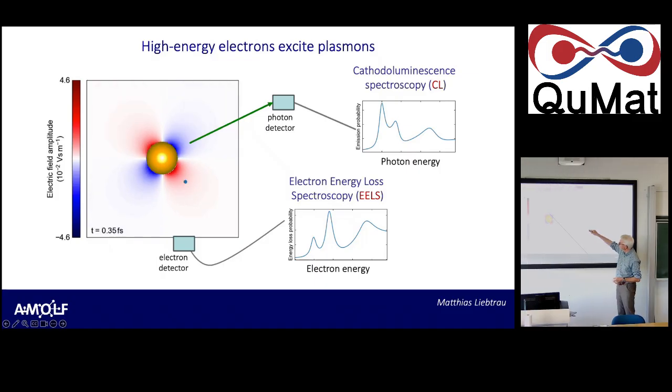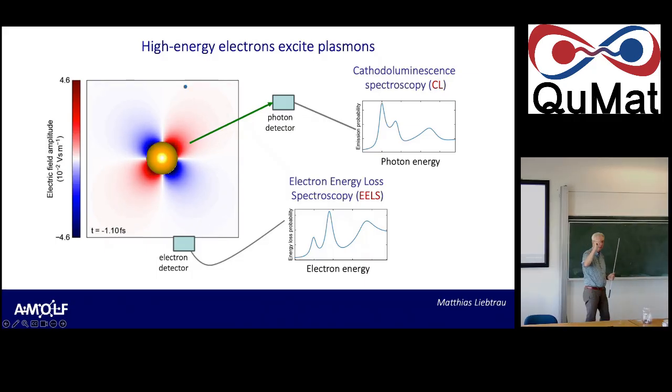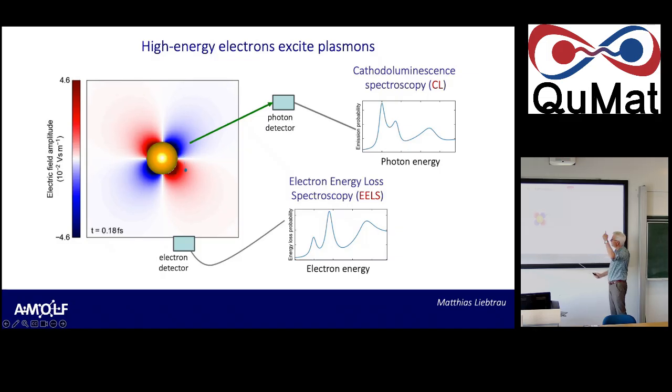So what's happening? The electron generates this oscillation in the particle, and that creates a near field, an electric near field around the particle. The color bar here is the Z component of the electric field. It's induced by the electron and you see it oscillates. The dipole moment inside starts oscillating. It's pointing up, and half an optical cycle later it's pointing down again, so it's oscillating in different directions.